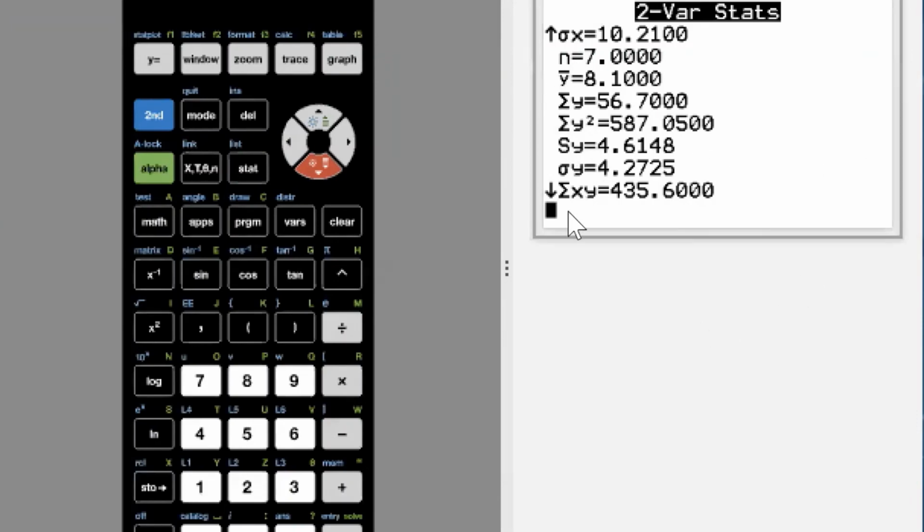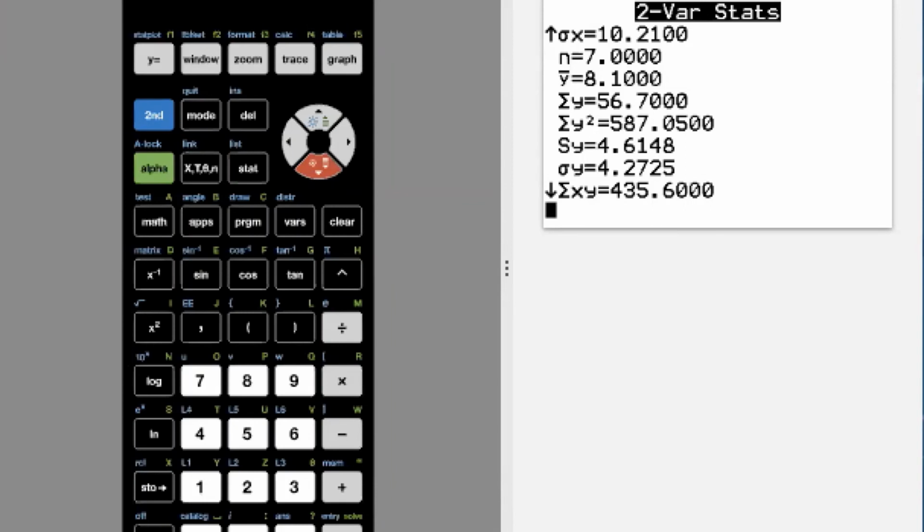Then there is one more sum down here, that is sum of x times y. What is sum of x times y in your calculator? 435.6. See, we got all the information required from our calculator.